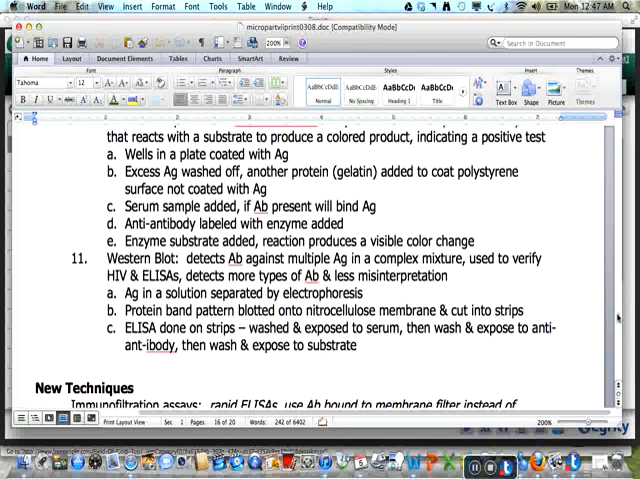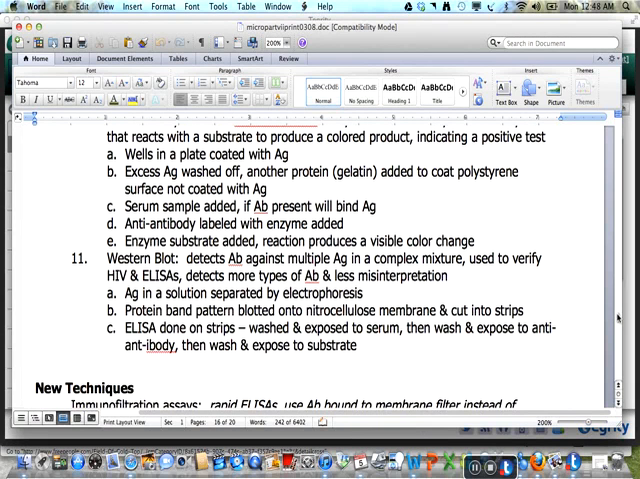Western blots are used to detect antibody against multiple antigens in complex mixtures. They are used to verify HIV tests and ELISAs. It's very common to see the HIV ELISA and Western blot tests used together because it provides more accuracy overall. It detects more types of antibodies and has less misinterpretation than the ELISA.